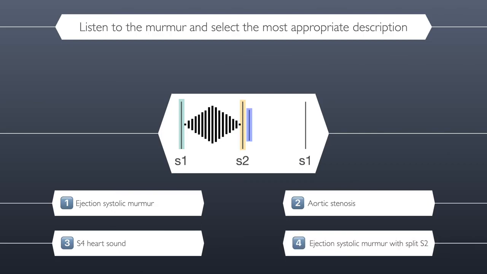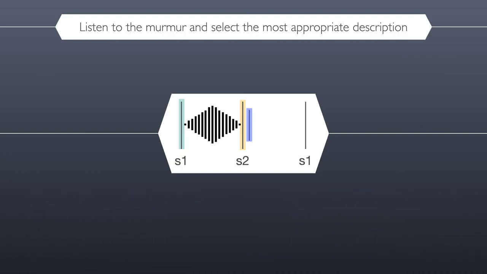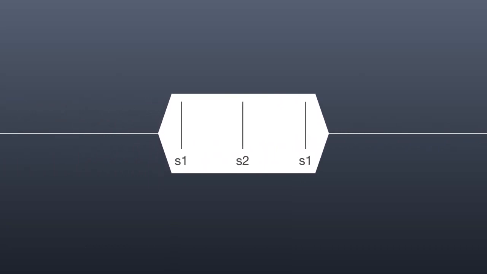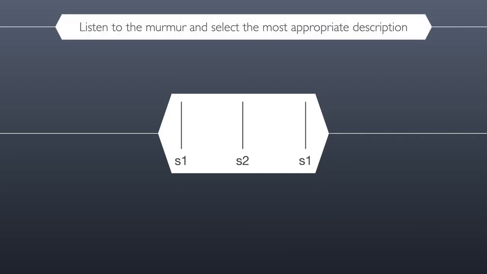Think very carefully now. A lot rides on this answer. The correct answer is ejection systolic murmur with a split S2. Question 8. And only one question now stands between you and the title of medical legend. Listen to this final murmur and select the most appropriate description.